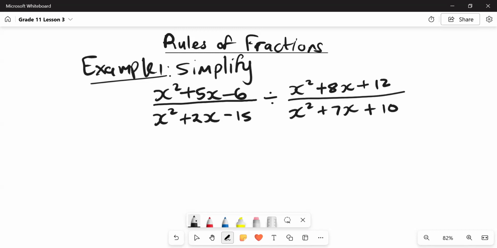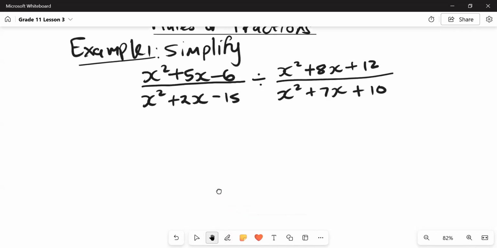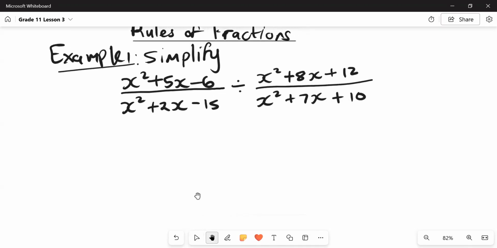Just listen to me. So here, the first step that you have to do is to factorize the numerator and the denominator, right? Now let's do that.